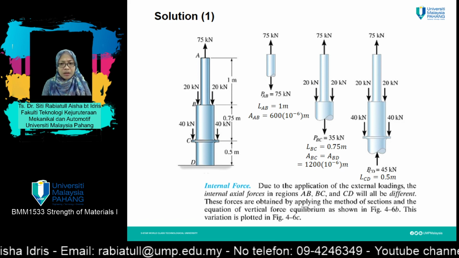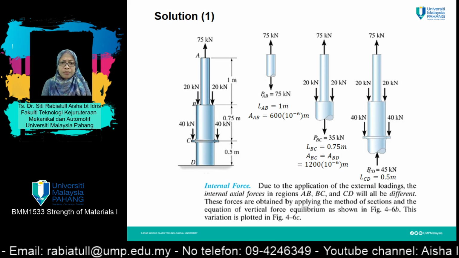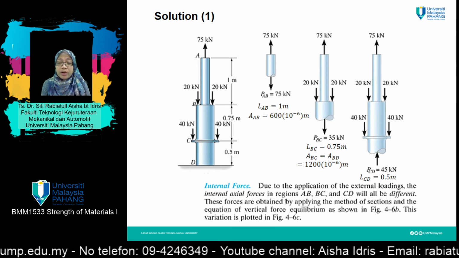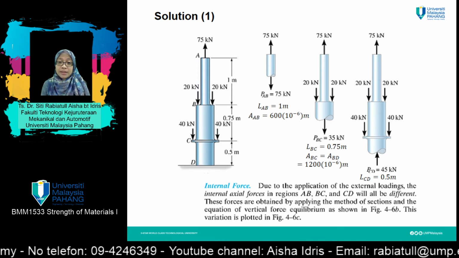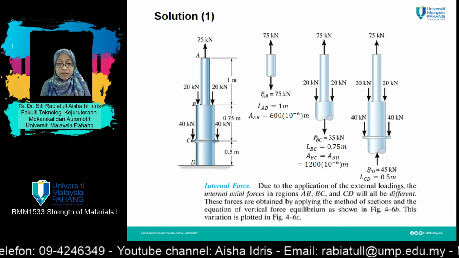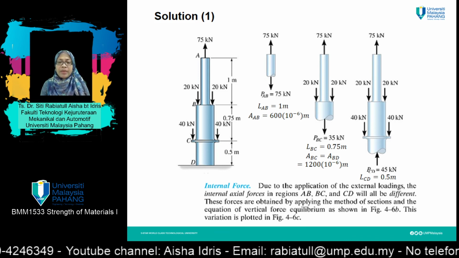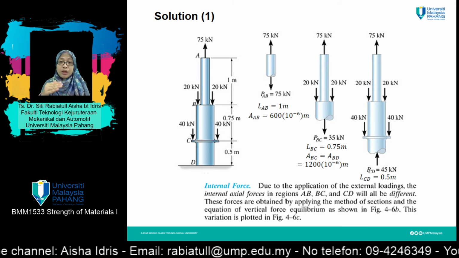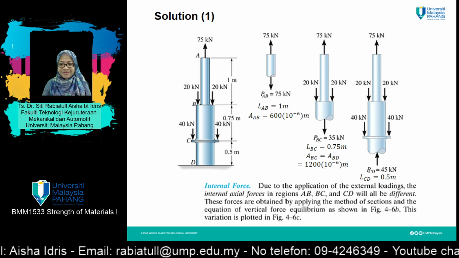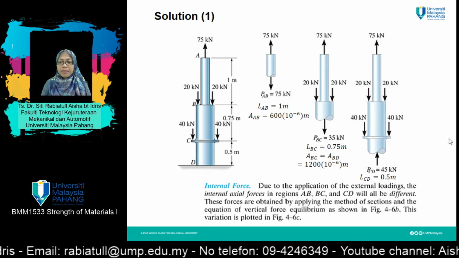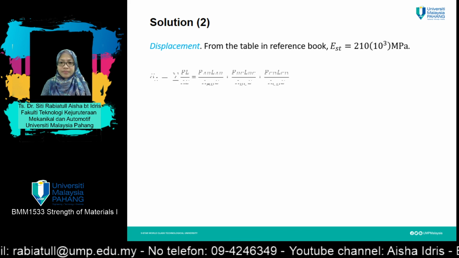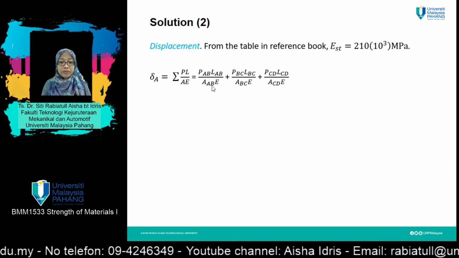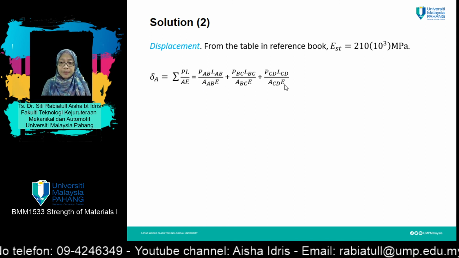A student asked me, how can we know how many sections we need to cut? Well, you need to cut whenever there's a change in cross-sectional area or the size of the structure, and whenever there are other forces acting on that section. From that, you divide into sections. So from this information, just substitute into the formula for each section. By right, you have 3 sections: AB, BC, and CD.